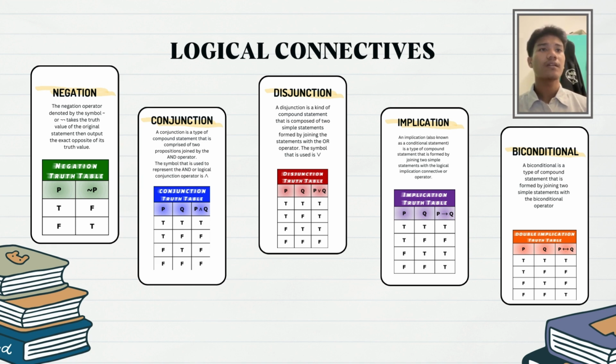Then we go to the last one, the biconditional. A biconditional is a type of compound statement that is formed by joining two simple statements with the biconditional operator. We can see through the biconditional truth table. The biconditional is known as double implication. If P is true, Q is true, then the answer will be true. If P is true, Q is false, the answer will be false. If P is false, Q is true, the answer will be false. Then the last one is, if P is false, Q is false, then the answer will be true.